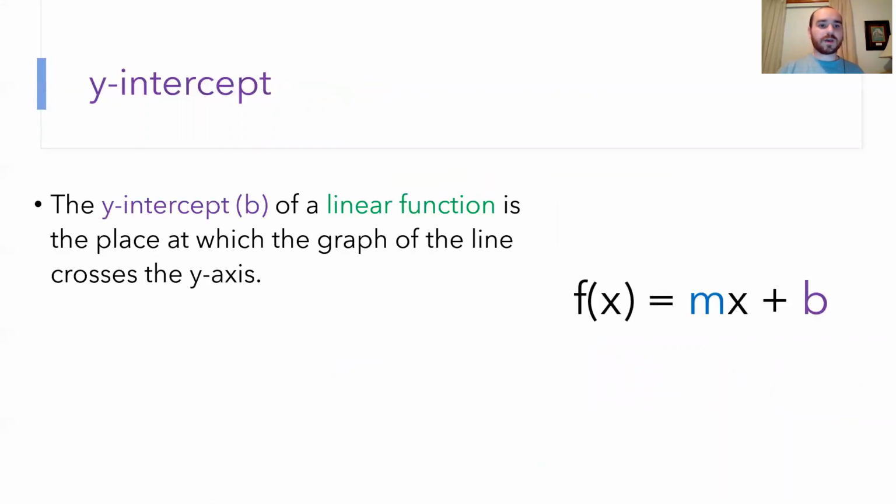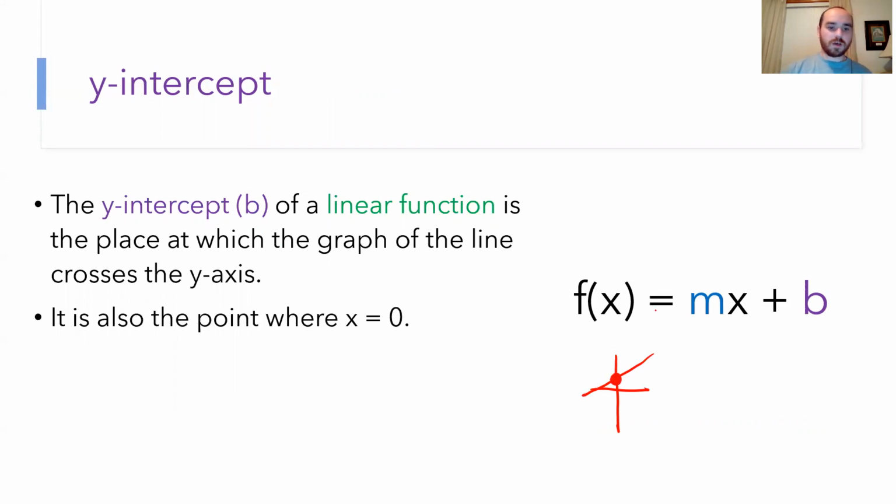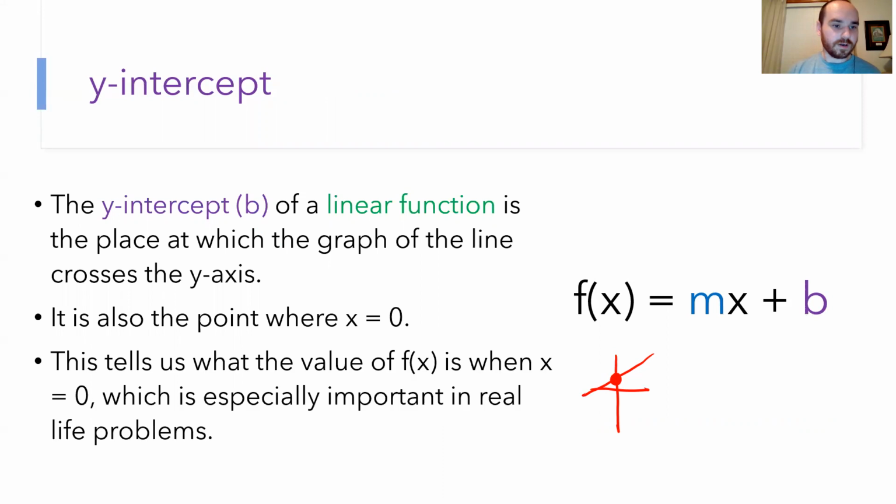Okay, so calculating the y-intercept. The y-intercept of a linear function is the place at which the graph of the line crosses the y-axis. So if this is your graph, you've got a line that goes here like this. This point right here, that's your y-intercept. It is also the point where x equals 0, because obviously the y-axis exists where x is equal to 0. This tells us what the value of f of x is when x equals 0, which is especially important in real life problems.